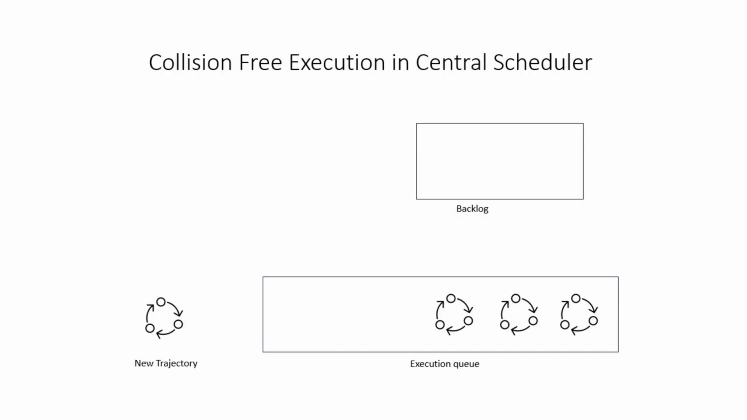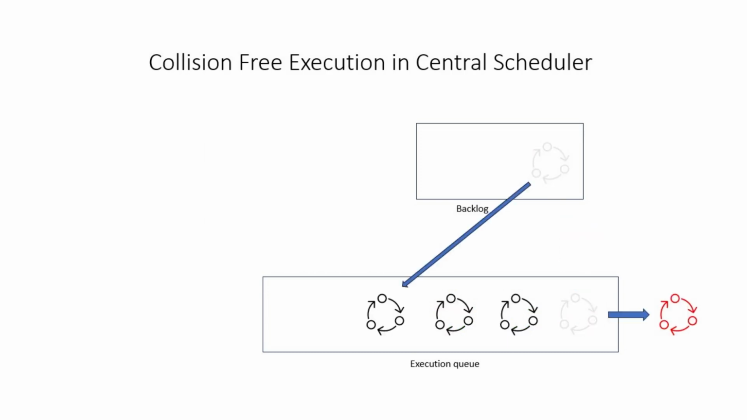A central scheduler now allows the execution manager to handle multiple trajectories. When a new trajectory is added, it's checked for collisions against currently running trajectories. If no collision is expected, it is scheduled for execution; otherwise, it's placed in a backlog. Once the conflicting trajectory finishes, the new trajectory is re-evaluated for execution.